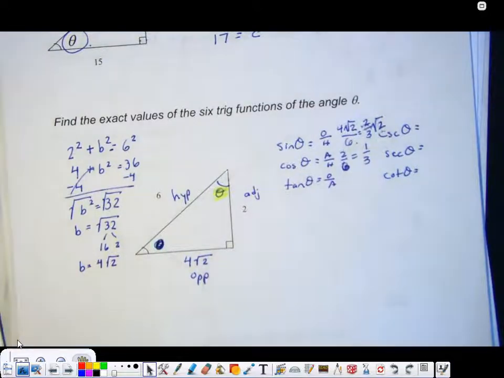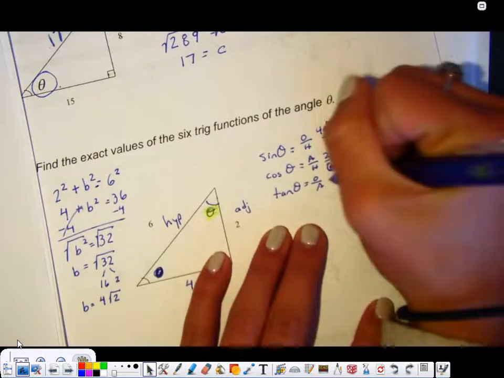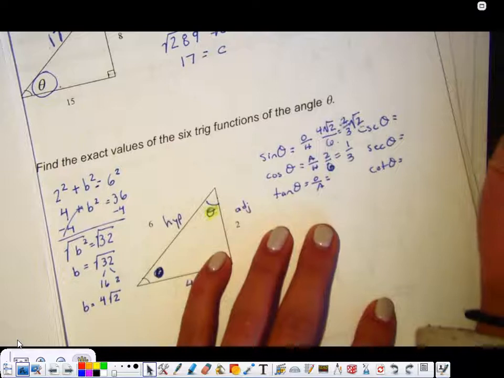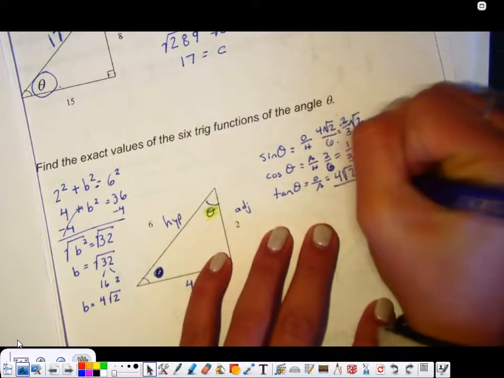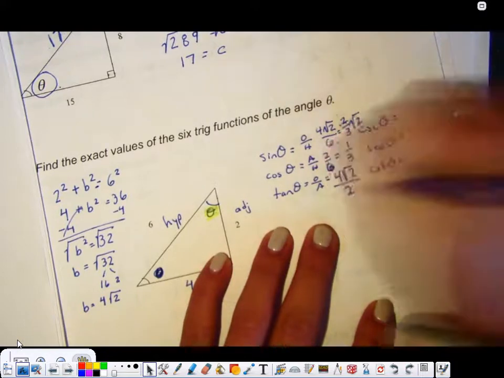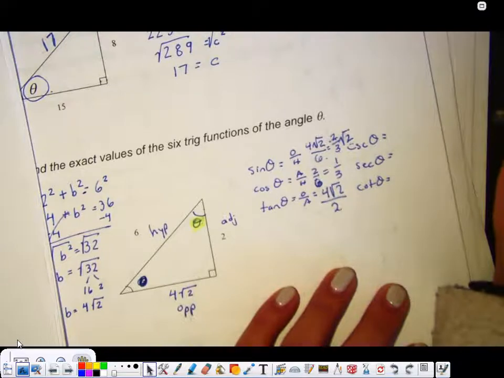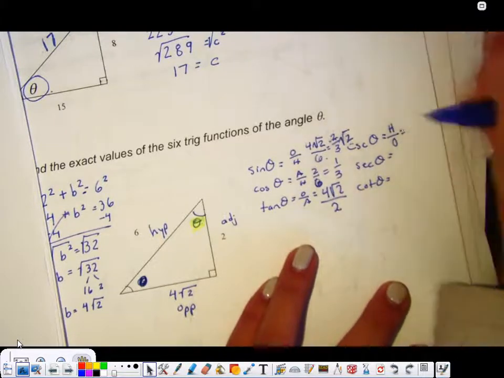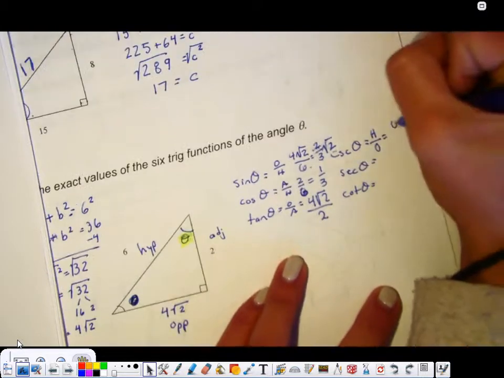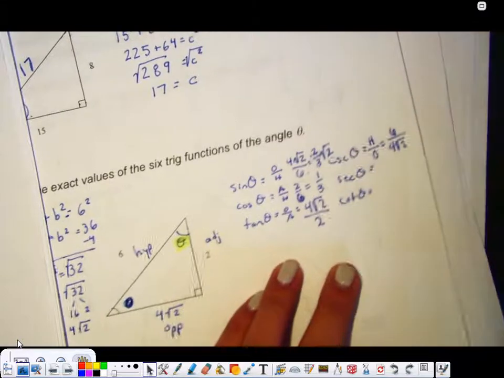Okay, so I'm doing the tangent, which is the opposite over the adjacent. So that equals 4 times the square root of 2 over 2. And the cosecant, which is the opposite of sine, so that's the hypotenuse over the opposite, which is 6 over 4 square root 2.